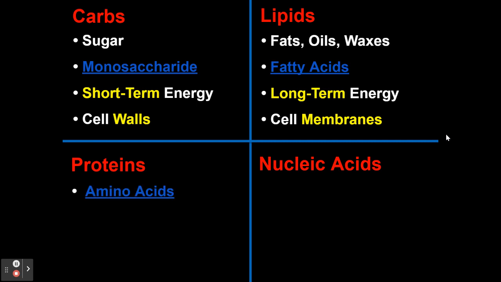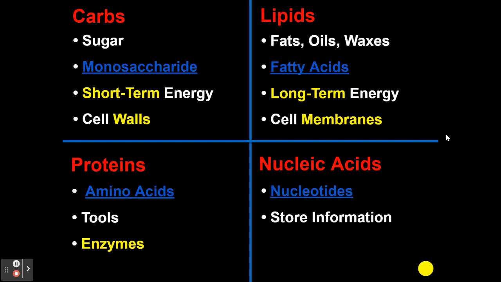Proteins are long chains of amino acids. They fold up to make tools, and they make enzymes. That's their most important thing. They make enzymes. And then nucleic acids are made of nucleotides, and they help store information.